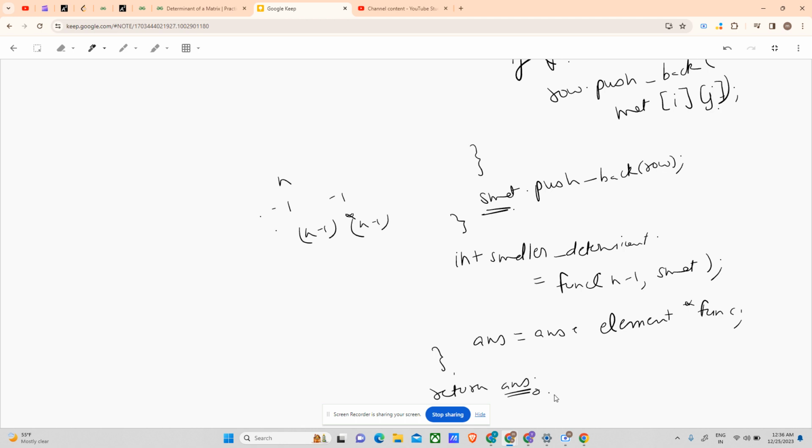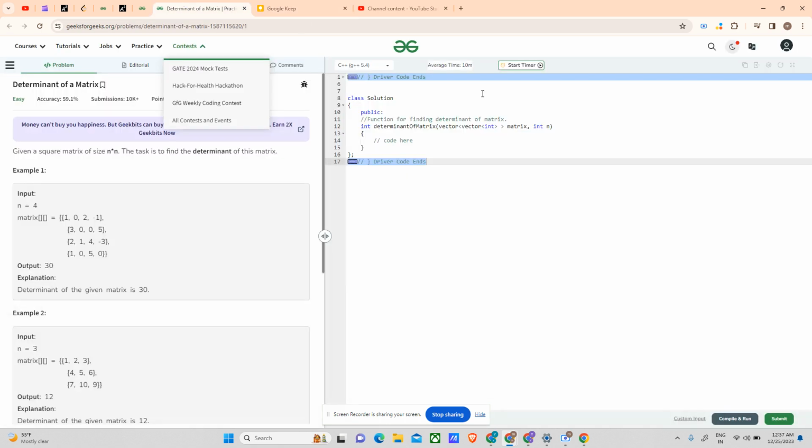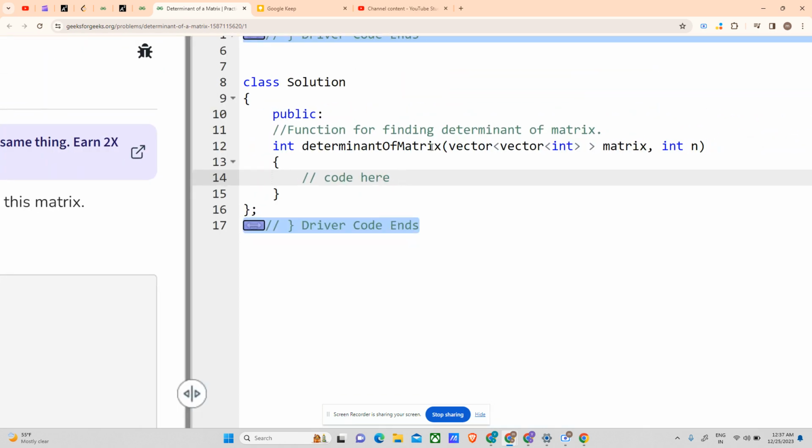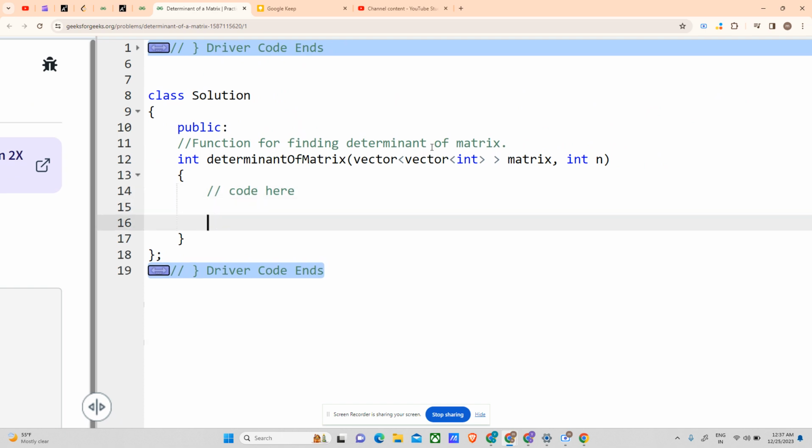Of course, it was an easy problem, nothing to be worried about. Very easy if you have a little grasp on recursion. Let me code it down for you real fast. So we have to give the answer.